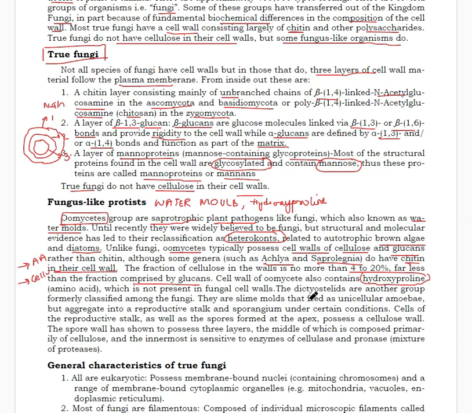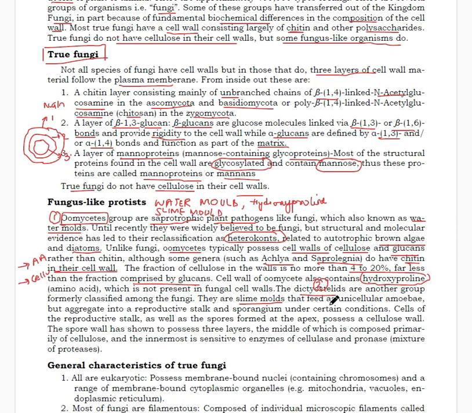Next, the dictyostelids are another group formerly classified among the fungi. They are slime molds. So one category is oomycetes, another category is dictyostelids. Oomycetes are known as water molds, and these are known as slime molds. Oomycetes have a characteristic that they have hydroxyproline.